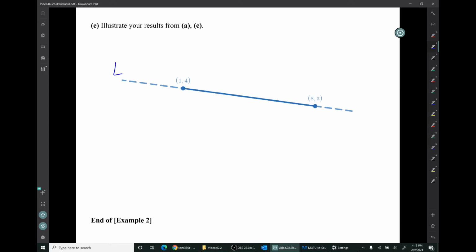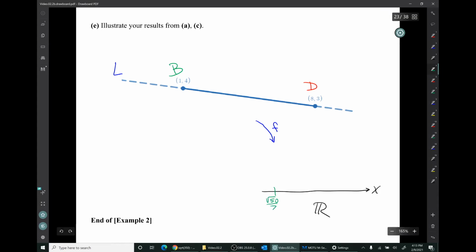Well, as before, I'm going to draw a number line showing where this point B and this point D have their coordinates. So when I use the coordinate function, or the ruler function, f, the result is the coordinate of B is this number, and the coordinate of D is this number, and the difference between those two numbers is square root of 50. That's the end of that example.